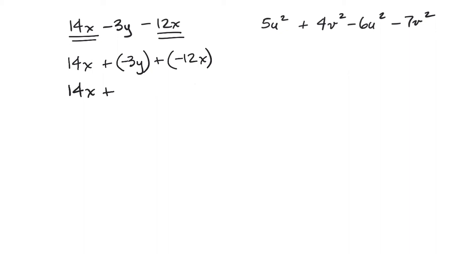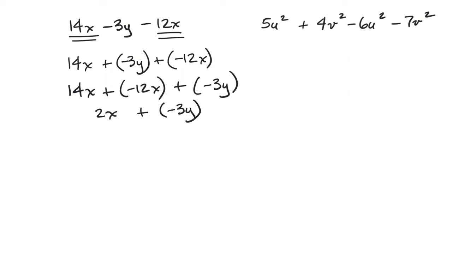So I'm going to put the 14x and the negative 12x next to each other in this expression. And now I can just add this and this up. So 14x plus negative 12x, that's just 2x. So I get 2x plus, and then negative 3y. I can either leave it like this, or I can write it as 2x minus 3y. Either way is okay. All right, let's move on to the next one.